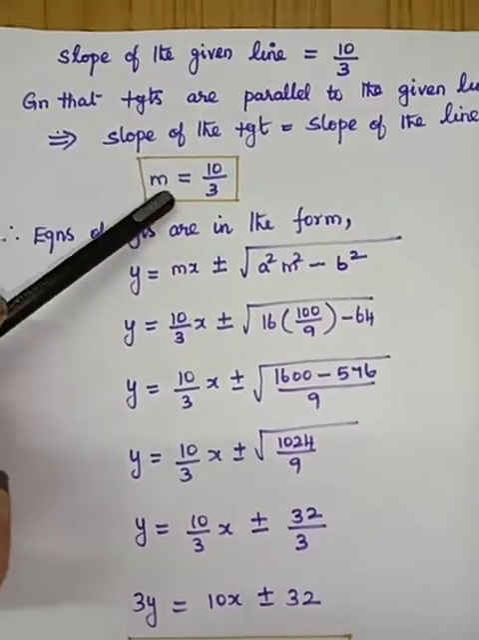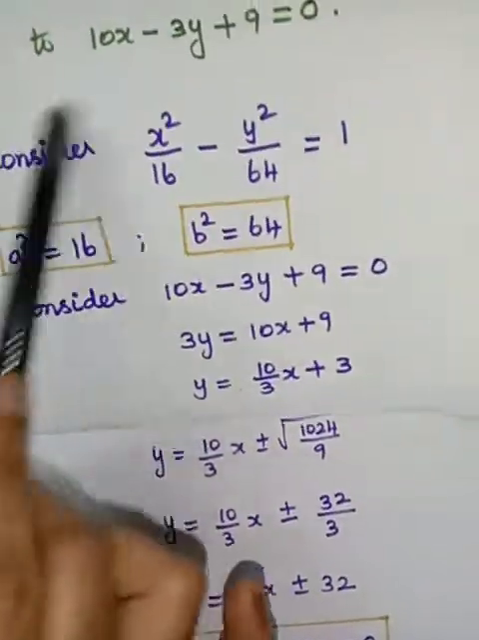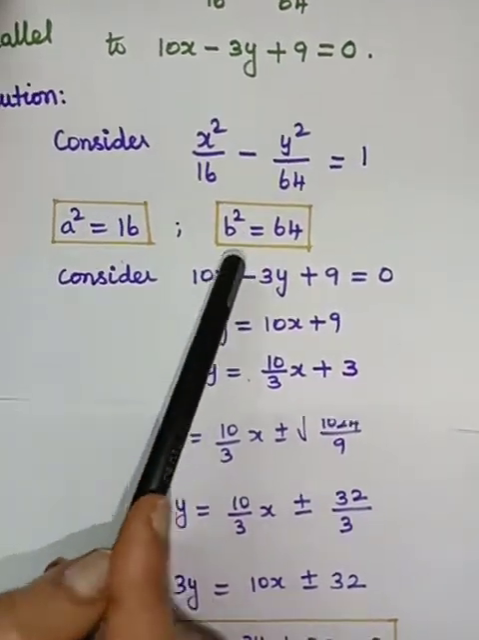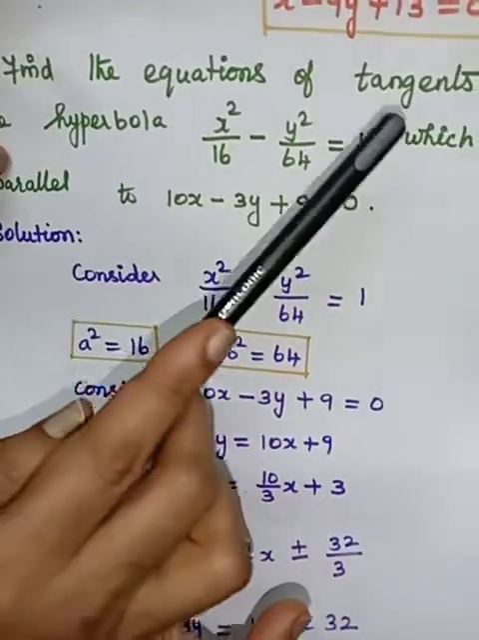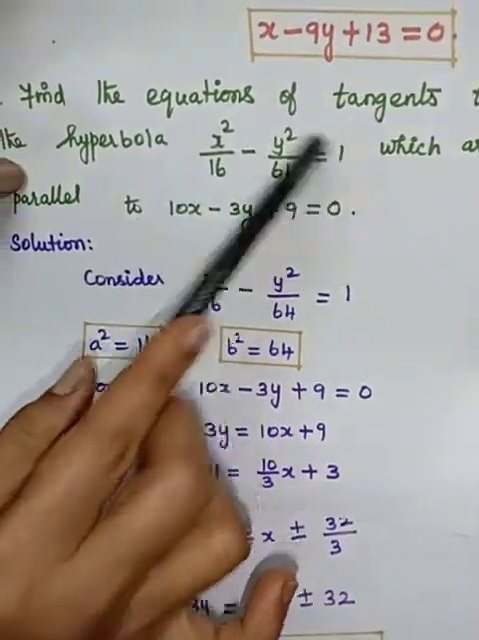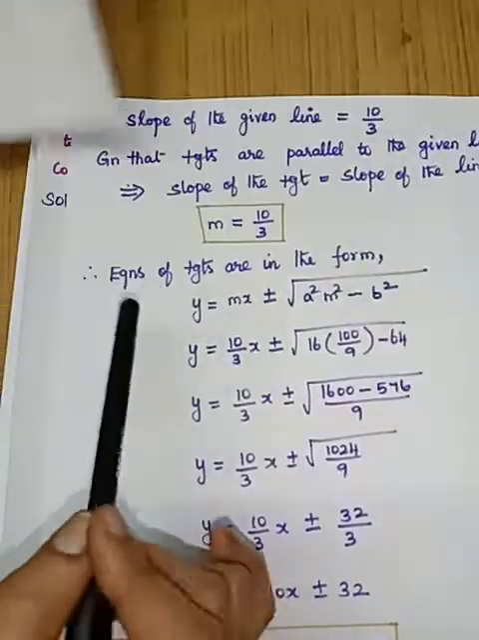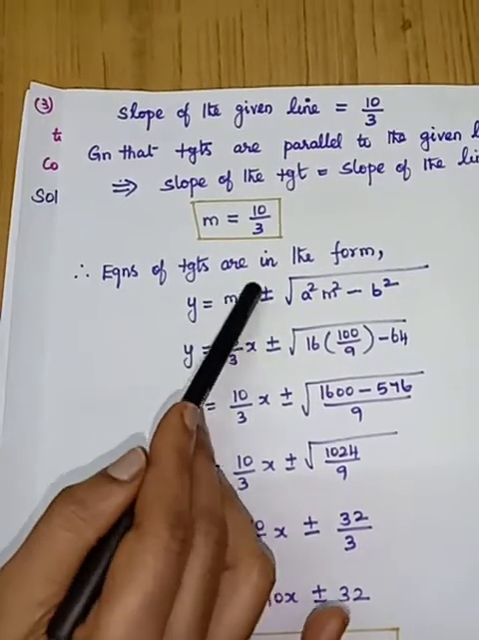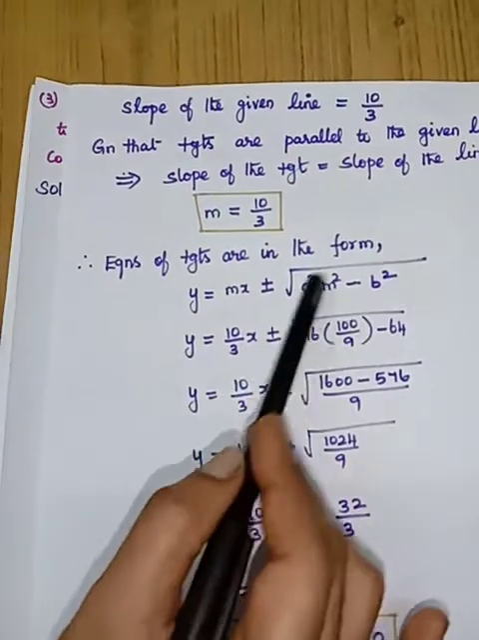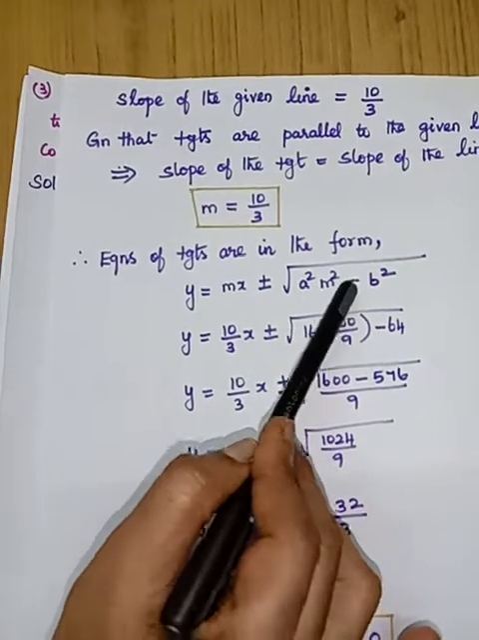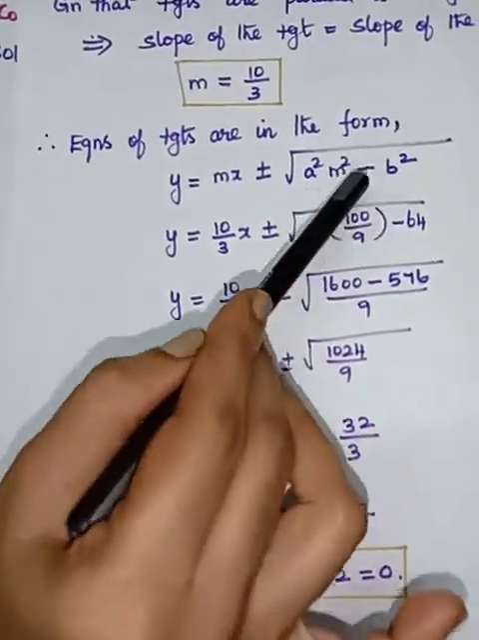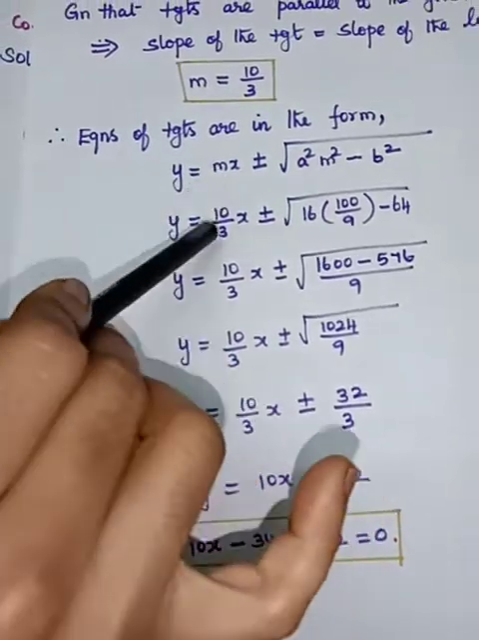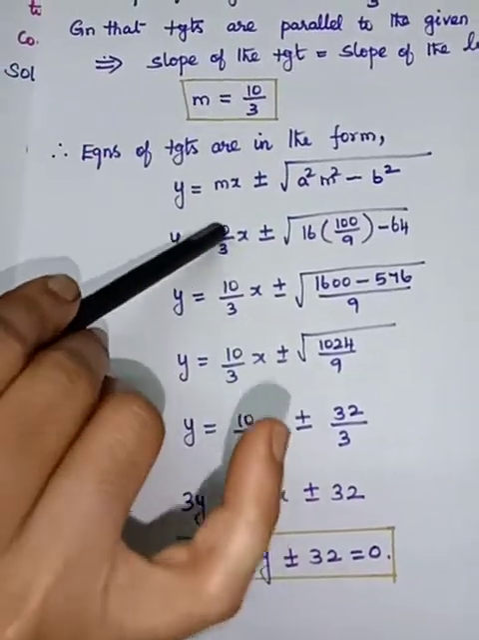So here I have found m, and from the hyperbola equation I have a squared and b squared. So now what is needed? The equation of the tangent. So the equation of the tangent to the hyperbola will be in the form y is equal to mx plus or minus square root of a squared m squared minus b squared. Okay, for a hyperbola here you have to write minus. In the place of m we have substituted 10 by 3.